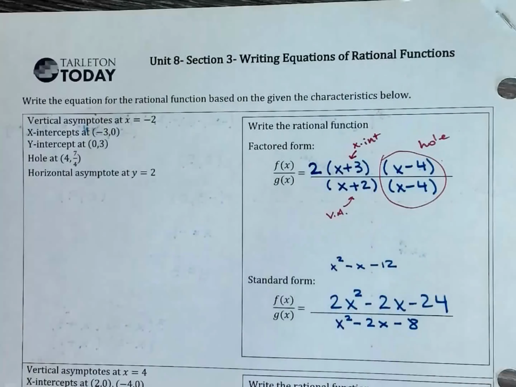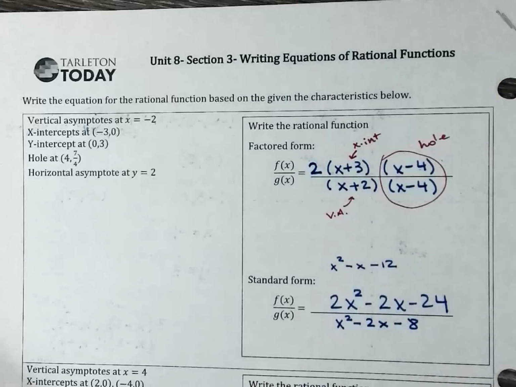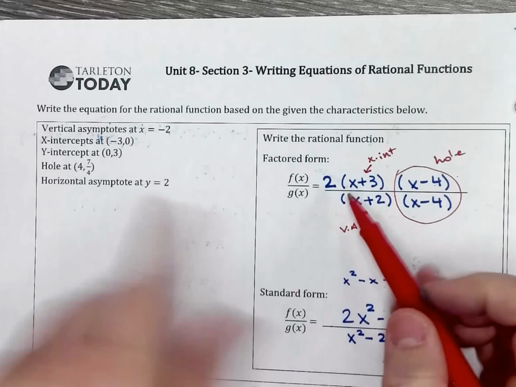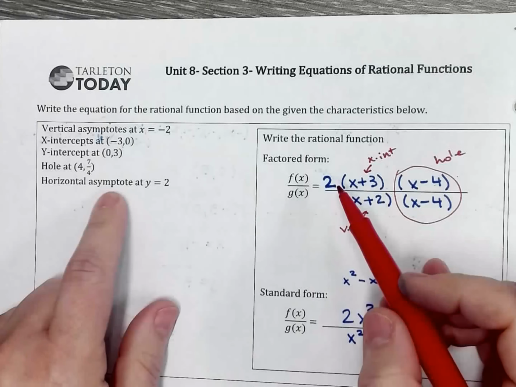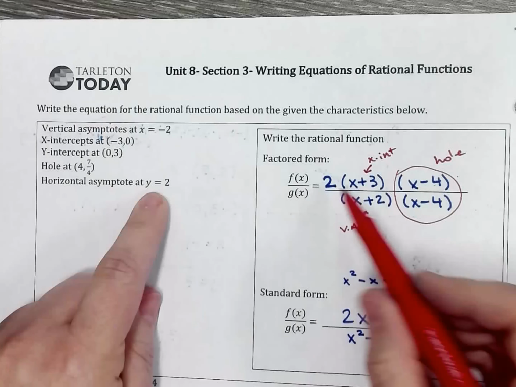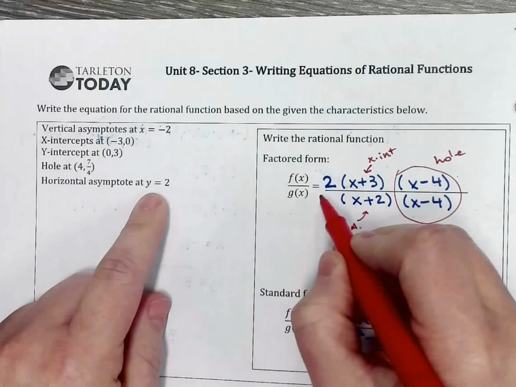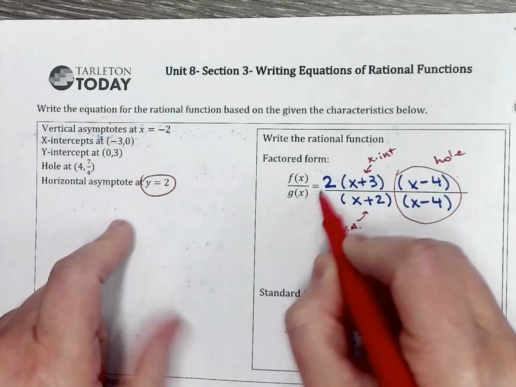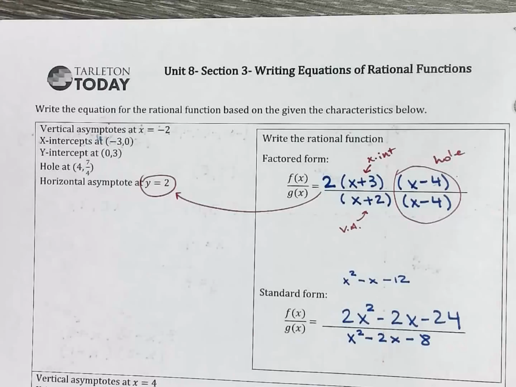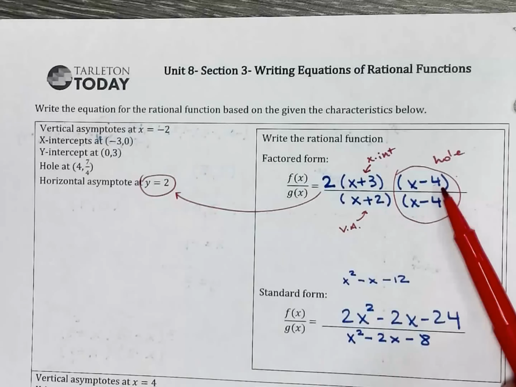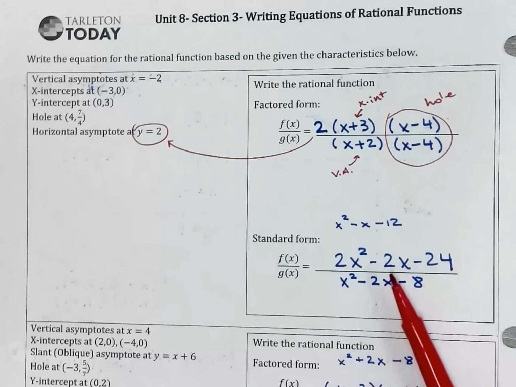Since you have the same degree for numerator and denominator, you would have to divide the leading coefficients. Since I know my horizontal asymptote has to be at y equals 2, well, 2 divided by 1 is 2. So this, if you want to draw the arrow right there, that's pretty easy to understand. So this is your factored form.